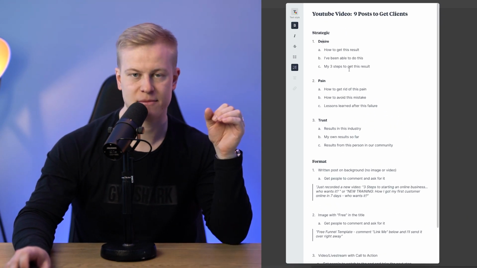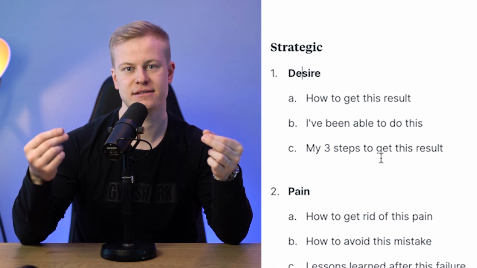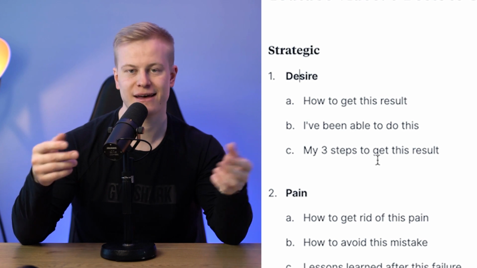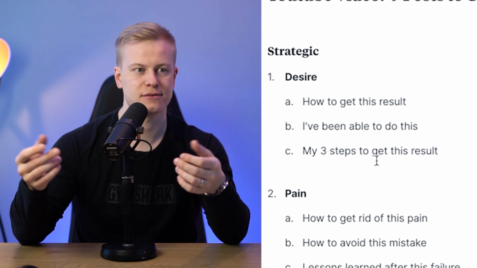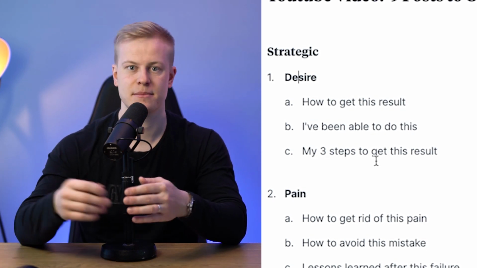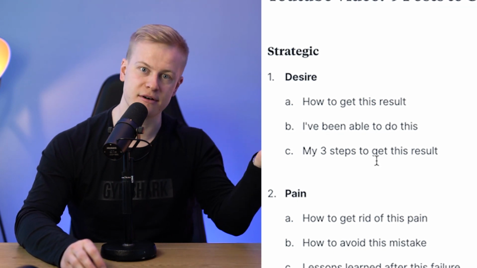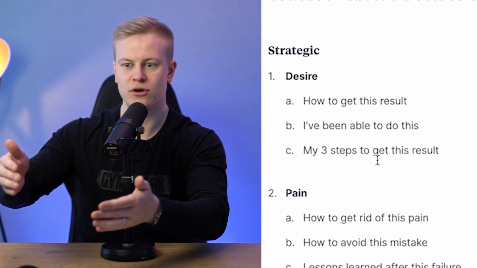So the first type of strategy is the desire-based content pieces. In the wealth industry, people want to make more money. In the health industry, people want to be more fit or healthy. And in the relationship niche, people obviously want to have better relationships. So that's the first type of post, which is to get more of what they want.